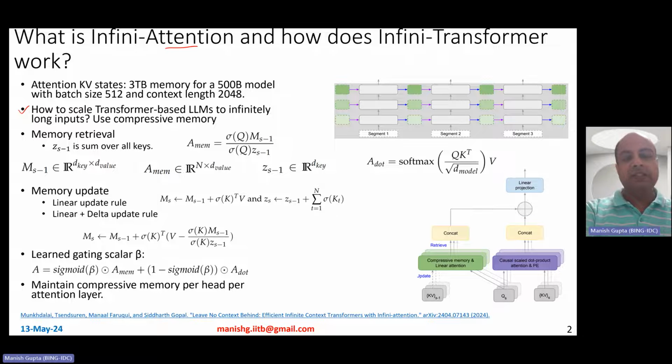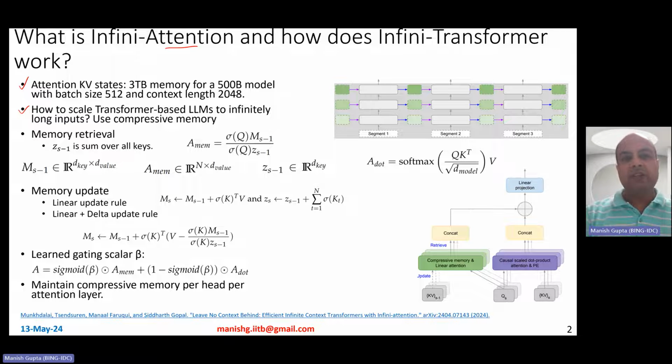In fact, just to tell you the scale at which these things work, if you want to save these attention key value states, that takes about 3 TB memory for a 500 billion parameter model with batch size of 512 and context length of 2048. Okay, so 3 TB memory is very large, right?